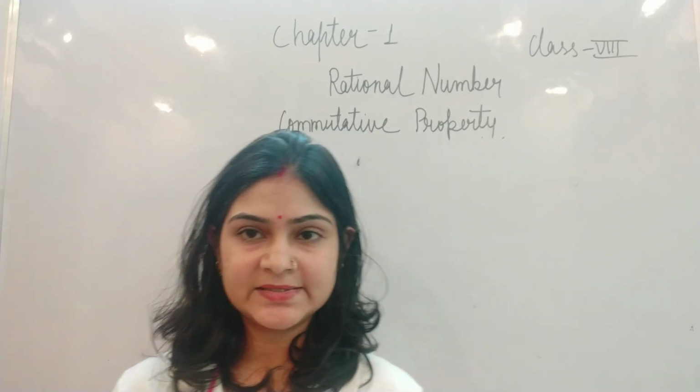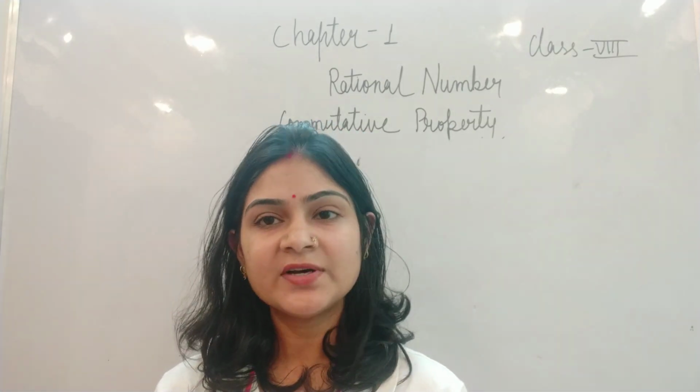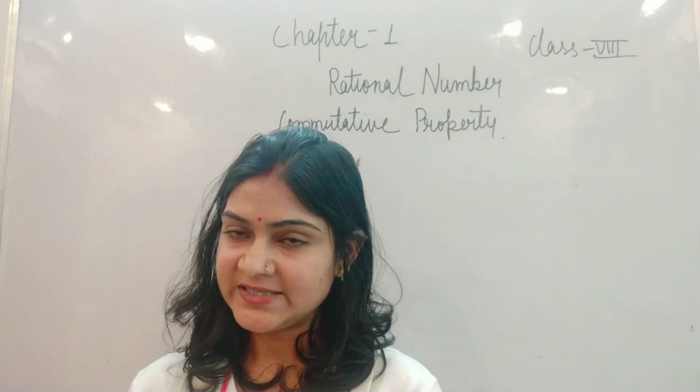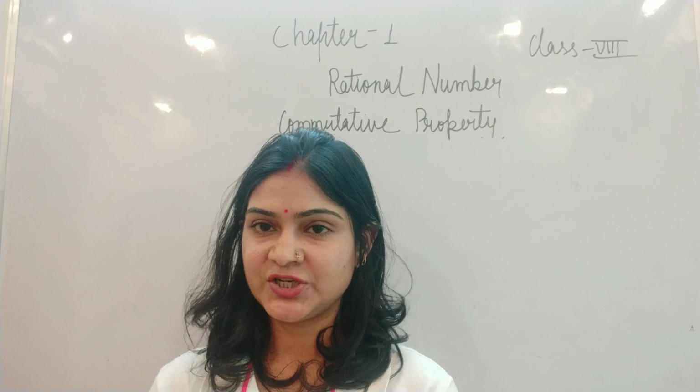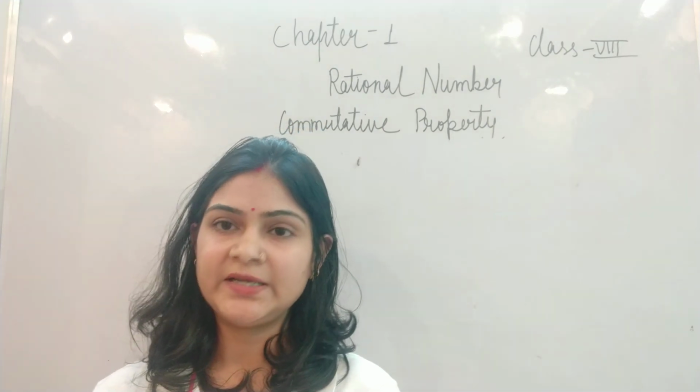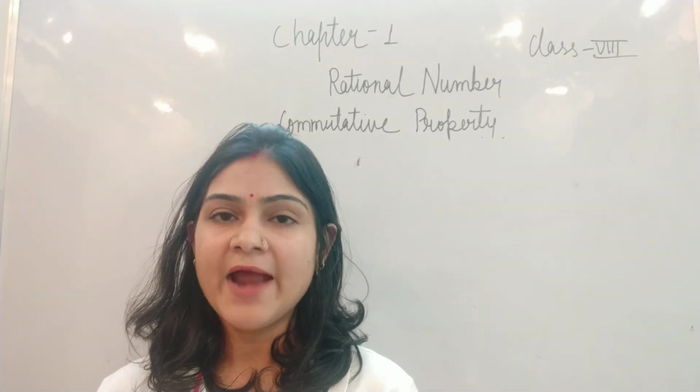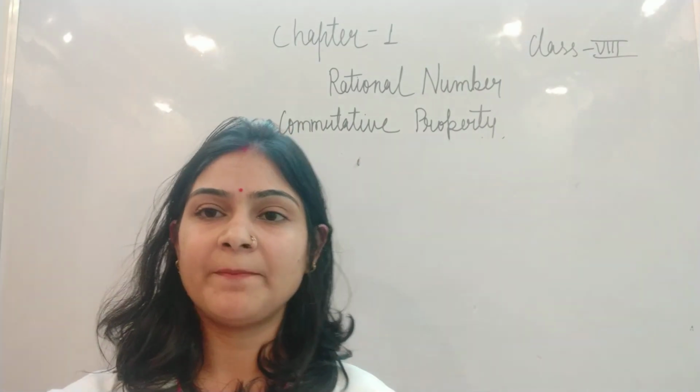We have already discussed rational numbers and the first property, that is closure property for rational numbers. In this video, we will discuss the commutative property for rational numbers. We will discuss this property in 4 operations: addition, subtraction, multiplication and division. At first, what is commutative property?